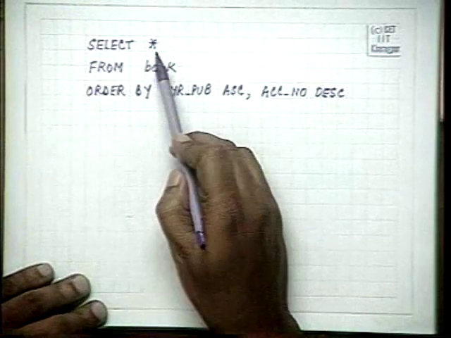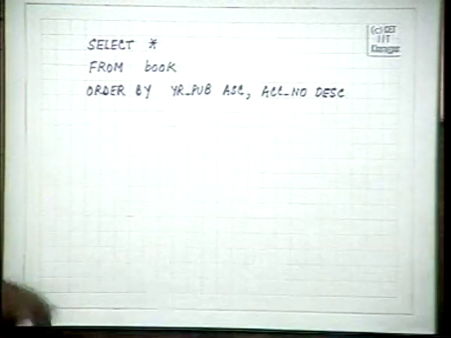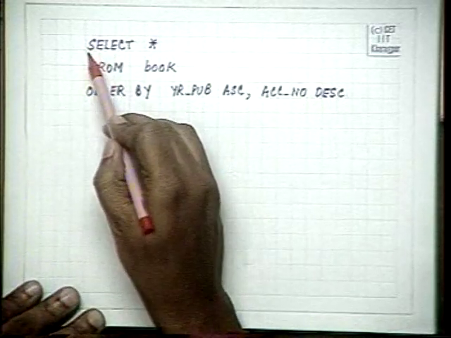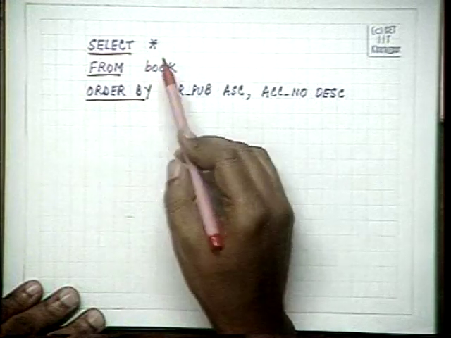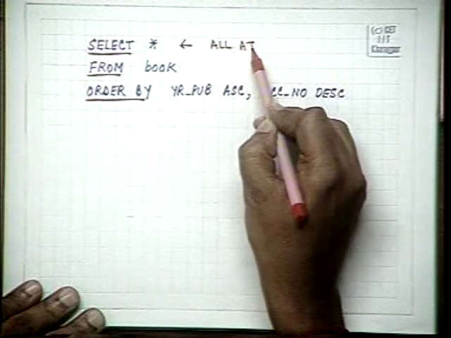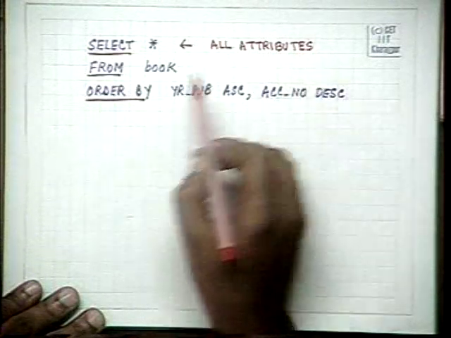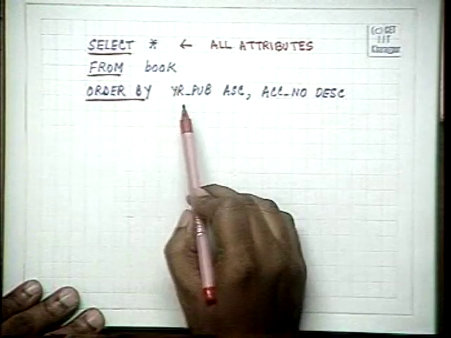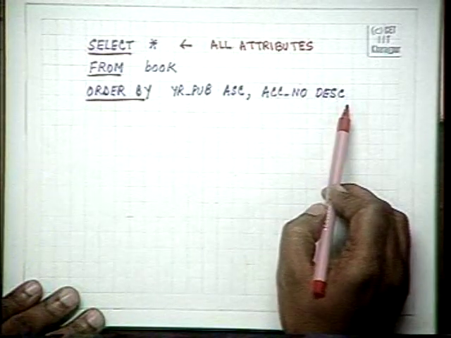Secondly, let us take an example like this. Select star, star means all attributes. Star will give you all attributes. Select star, this will give you all attributes. From book, order by year of publication in ascending order and accession number in descending order.